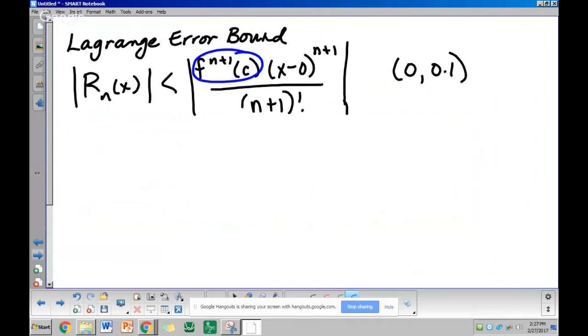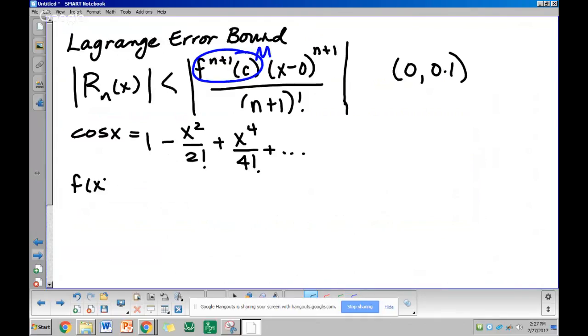So what's the next non-zero term? It's going to be the fourth. If you think of cosine, we said that was 1 plus x squared over 2 factorial. Oh no, it's minus, sorry. 1 minus x squared over 2 factorial, plus x to the fourth over 4 factorial, plus dot, dot, dot. What's the next term that we lost? It was this x to the fourth, wasn't it? So I want the maximum of the fourth derivative function. So if cosine is f of x, what is f prime of x?